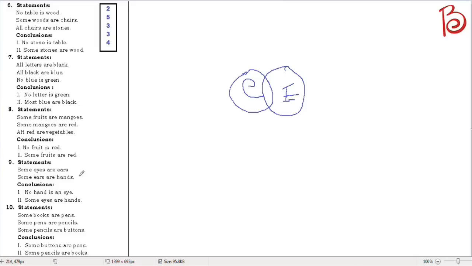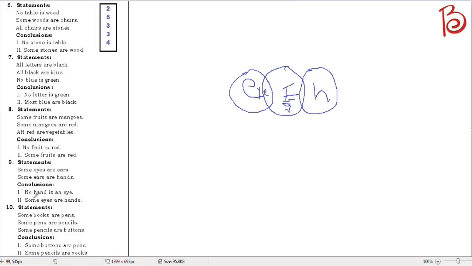Okay, the next one is some ears are hand. Okay, some ears are hand. This one is eye and this one is ear. So what I've done is I have put it as small e and capital E, but since I'm explaining the things to you, it will be very good if I write the whole thing down. Okay, this is the diagram which I have got.